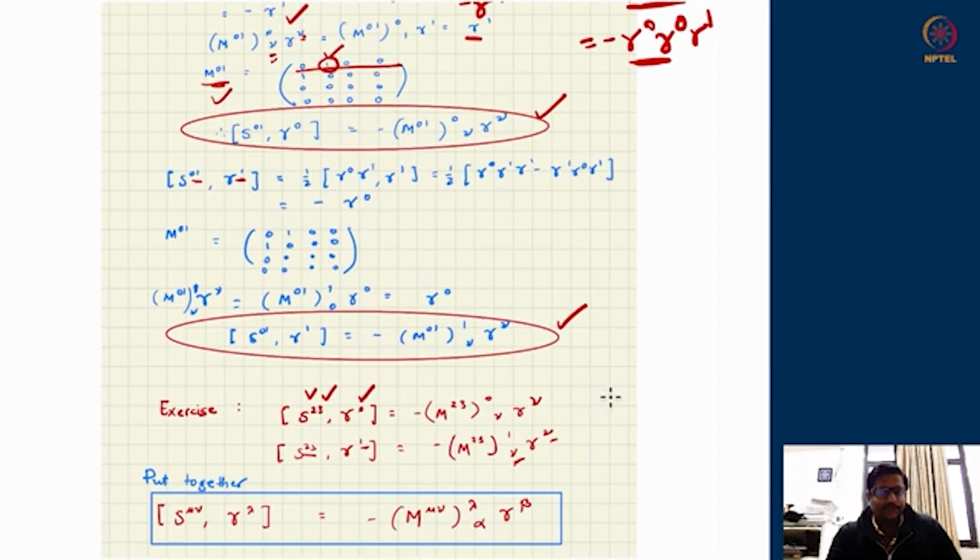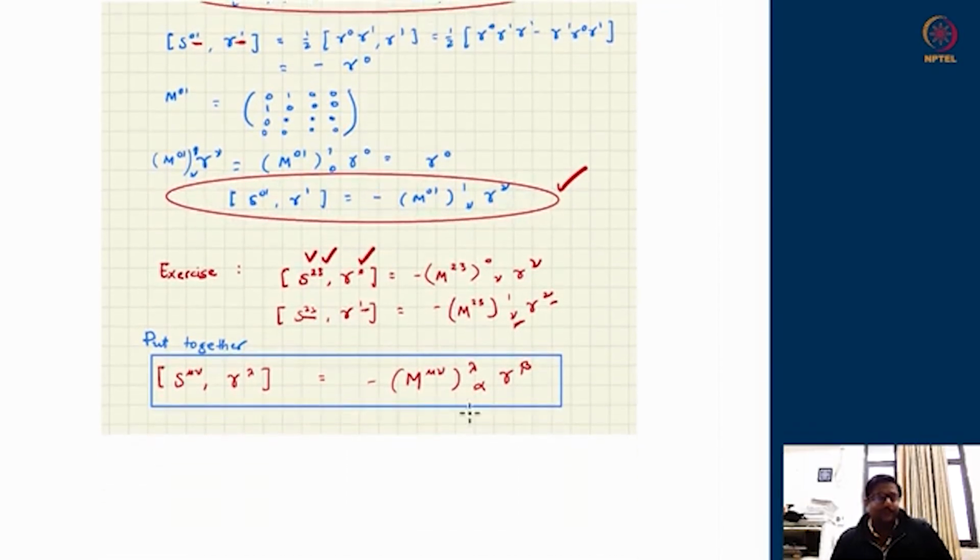So the claim which we set out to prove indeed turns out to be verified. We have not proven but verified this. Put together, we have a general structure: you take any of the S mu nu and any of the gamma matrices, and the mu nu will identify which M we are talking about.